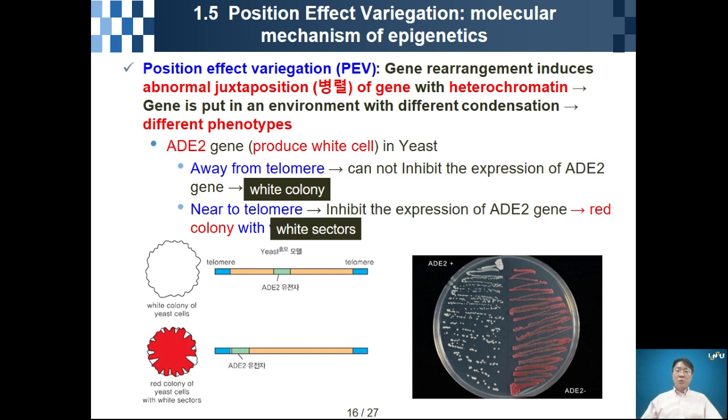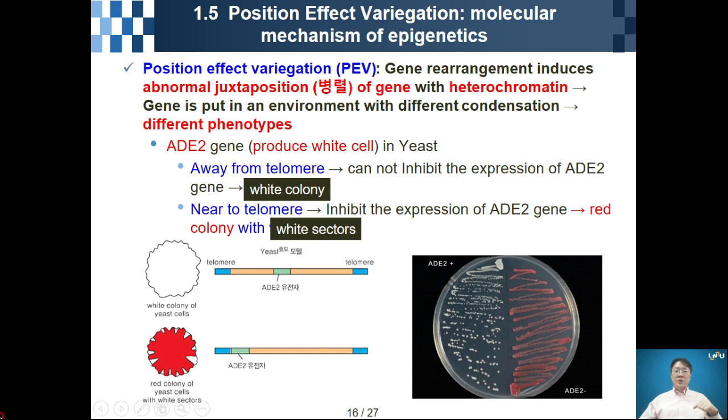Today I didn't explain what heterochromatin is, so now I will explain very briefly. Usually heterochromatin is a very condensed region. Usually this region is observed in the telomere region or in the centromere region. But what is the opposite? The opposite is the euchromatin region. The condensation is very relaxed, something like this.